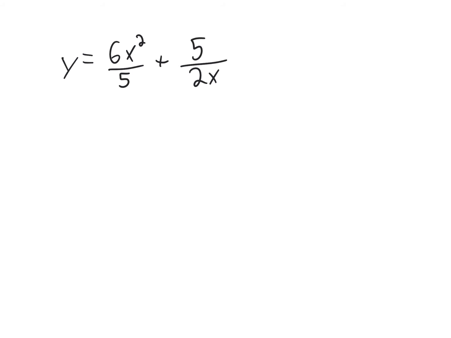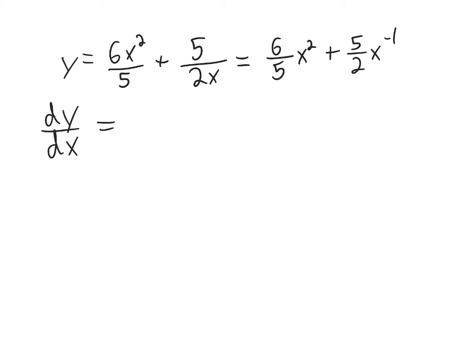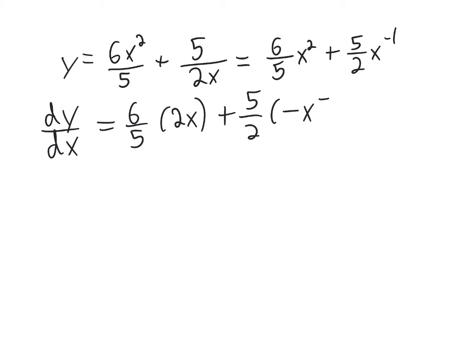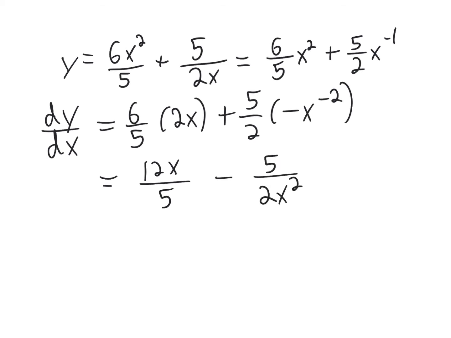Let's do another example with fractions. Now, in a case like this, I want to rewrite it. The first one, it doesn't matter whether you rewrite it or not, but the second one, we have to bring that x up to the negative 1, but leave the 2 in the denominator. If you bring the 2x all up together to the negative 1, you will probably get the question wrong. It's much easier just to bring the x up. So now we have 6/5 times 2x, derivative of x squared, plus 5/2 times negative x to the negative 2. Simplifying, we get 12x over 5 minus 5 over 2x squared.